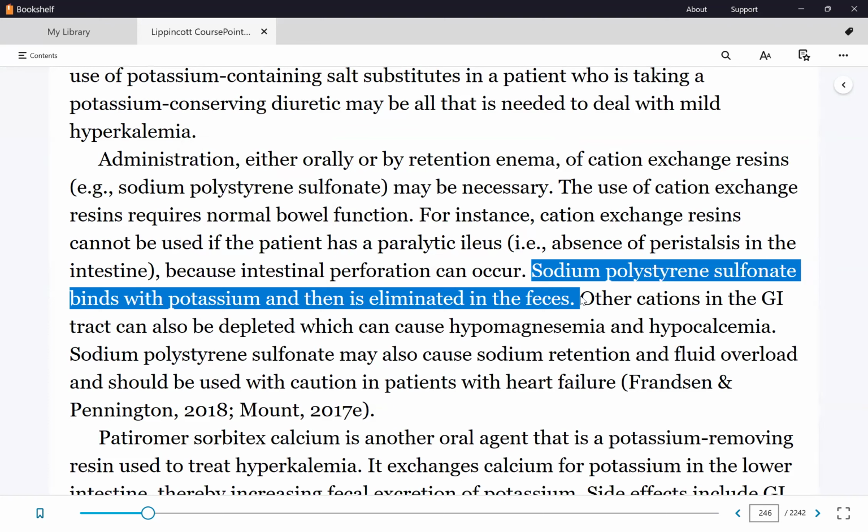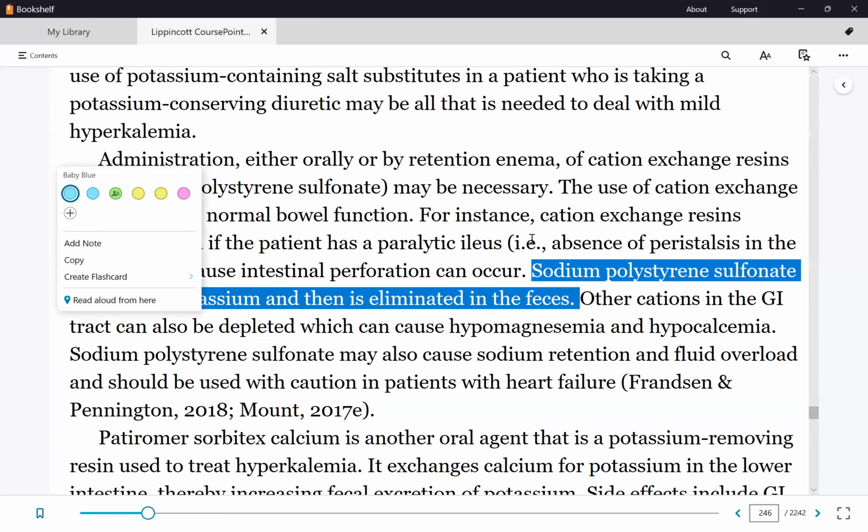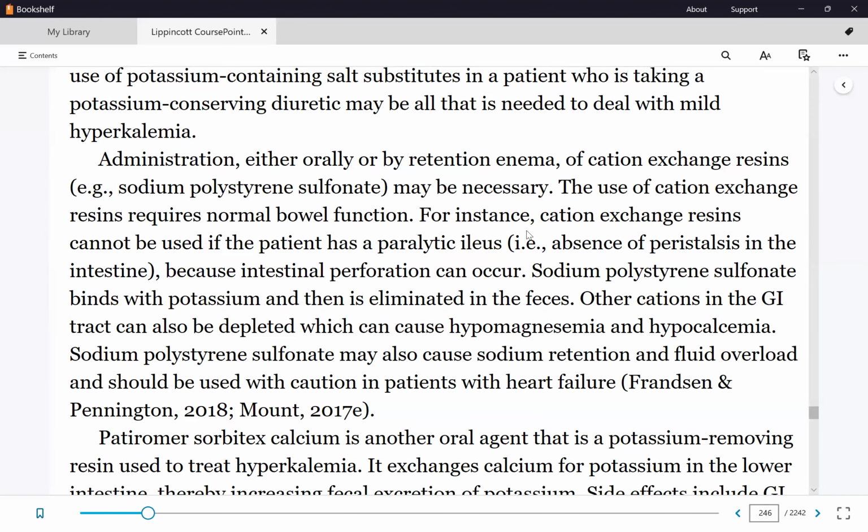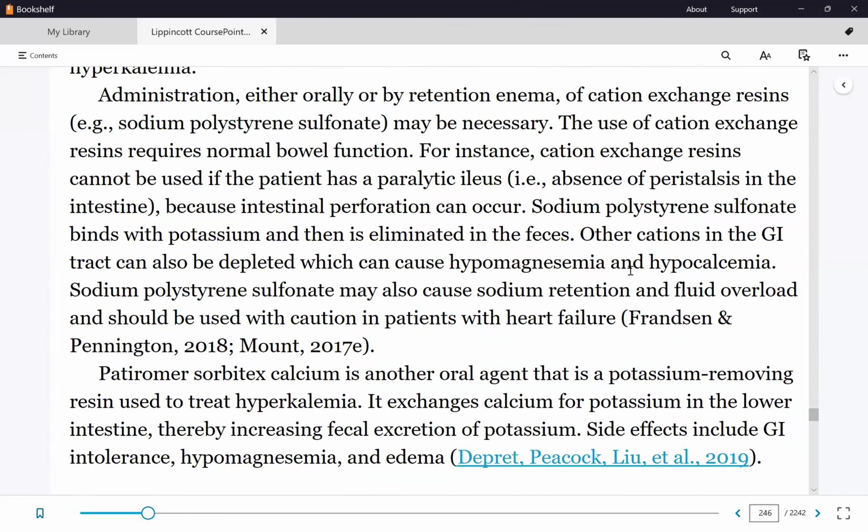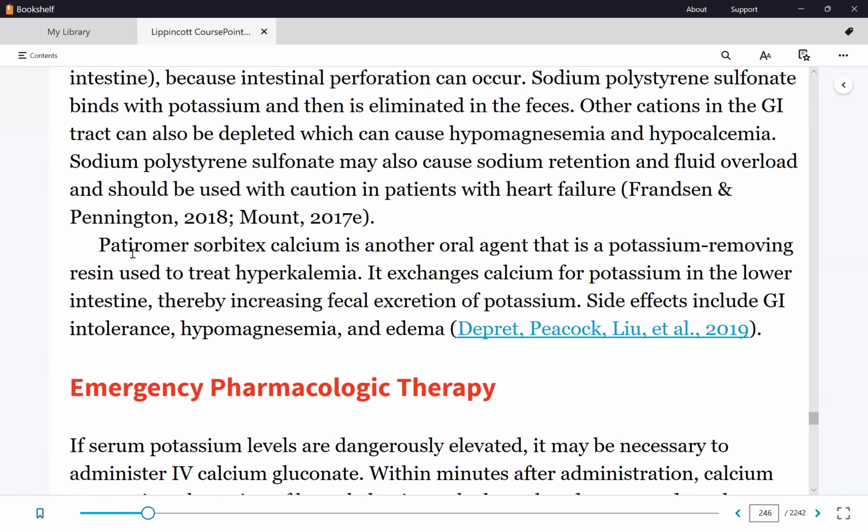So if you give it now, when will the body start eliminating potassium? 2 hours. So it takes a while. Is this your first go-to when you need to lower potassium right away? No, this is never an emergency option. Are we clear? This option is for mild or maybe moderate hyperkalemia, but again, this is not our first choice. It takes too long.